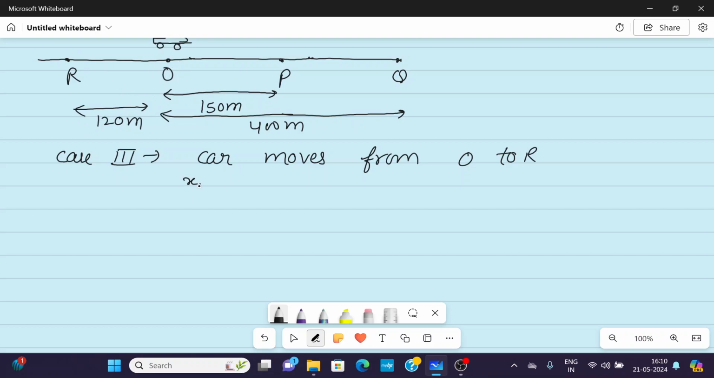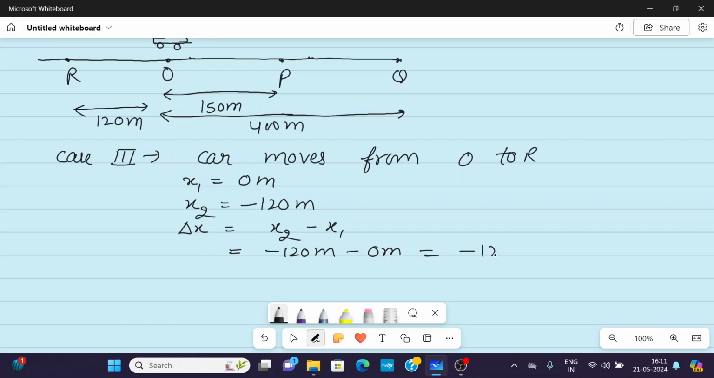So in this case, initial position x1 is at 0 meter from the origin, and x2, final position of the car, is at minus 120 meter distance from the origin. So displacement in this case is x2 minus x1, which is minus 120 meter minus 0 meter, which is given as minus 120 meter. So displacement in this case is minus 120 meter.